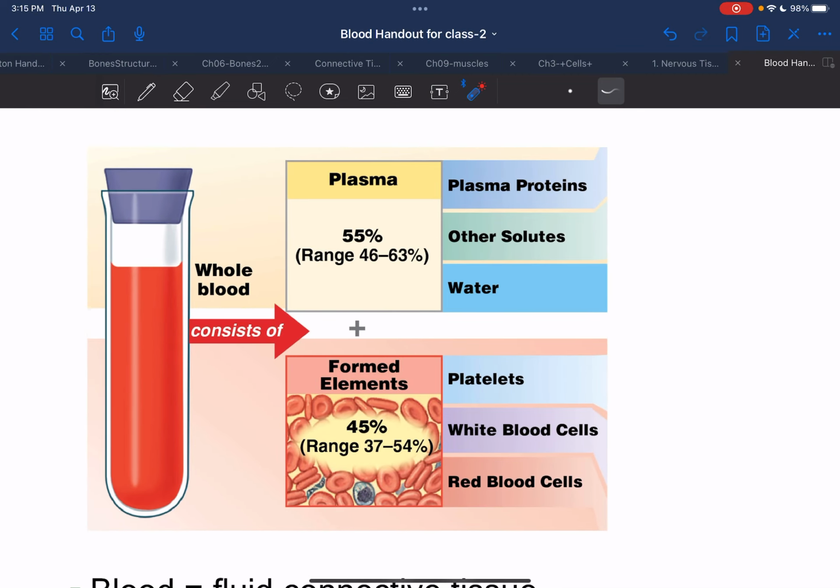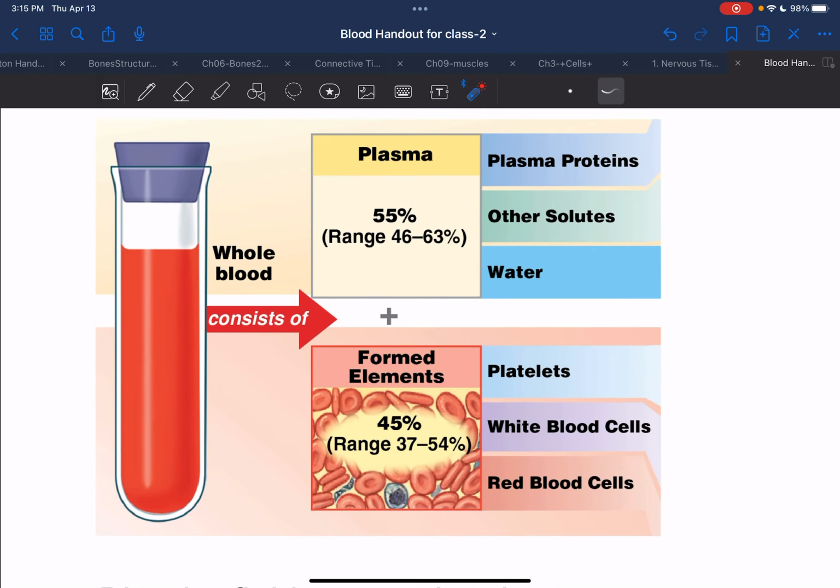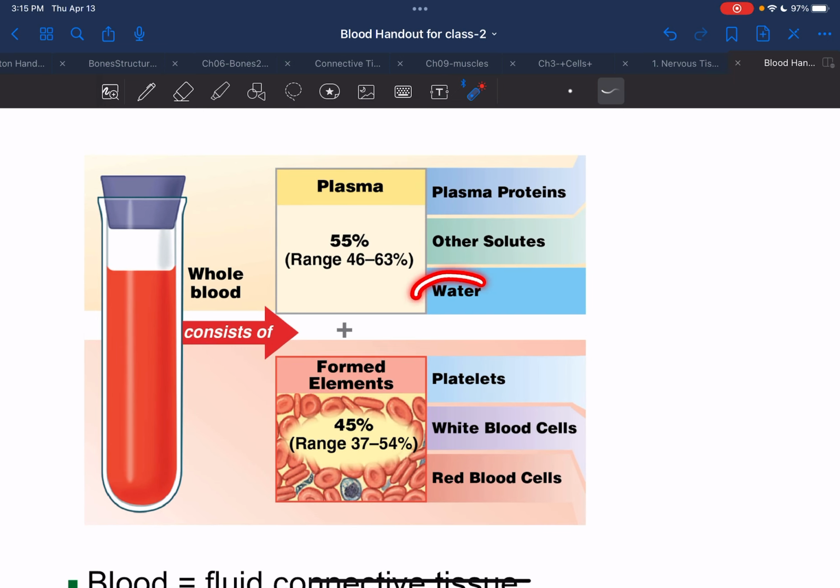Now the fun part. So when you look at blood, I mentioned that soup example. Our plasma is the fluid component, so you can see that water is going to be a major component of it. We're going to have plasma proteins and other solutes, and that is 55%. You want to know this value, 55% plasma.